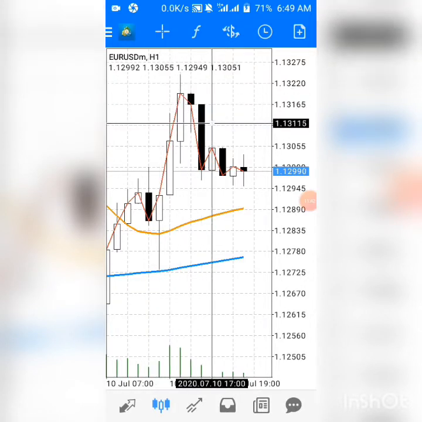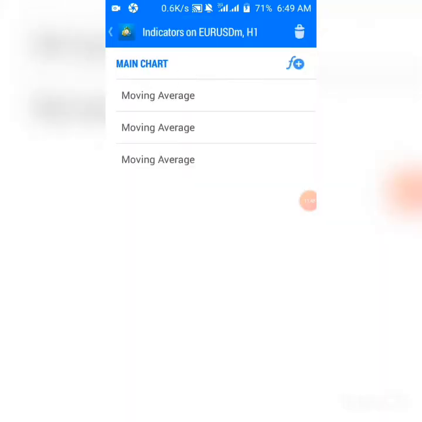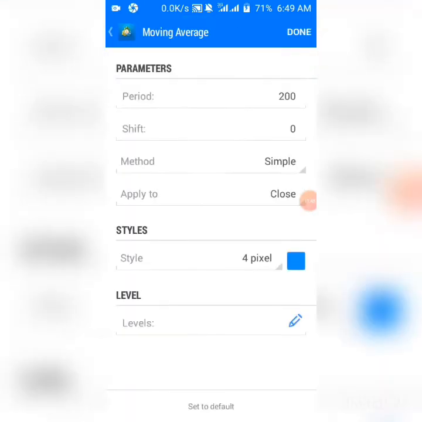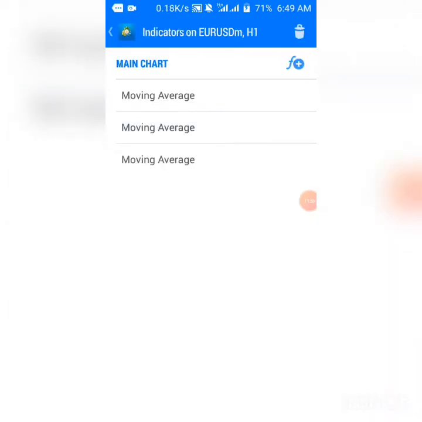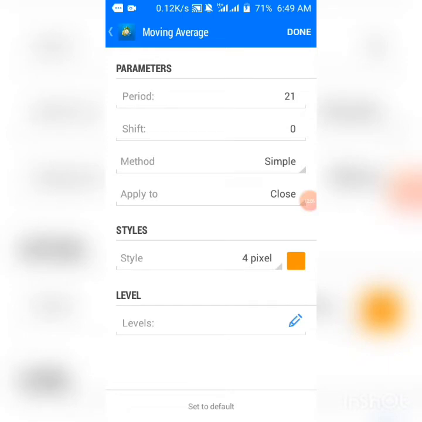Then next to the crosshair at the top, you have the indicators. Like on my screen, I have the first indicator to be the 200 simple moving average in blue. The next indicator is the 21 simple moving average, orange color. The next indicator is the linear weighted moving average, linear weight method, and the color is red.